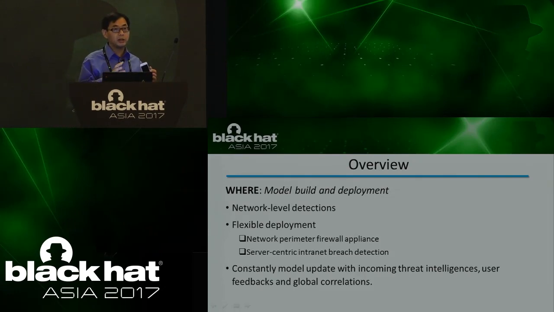And also we look at the information not just based on incoming threats. We also look at the device feedback, and also we have these global correlations. We look at the geos. So some location might have a special kind of event happen that might cause false positives.